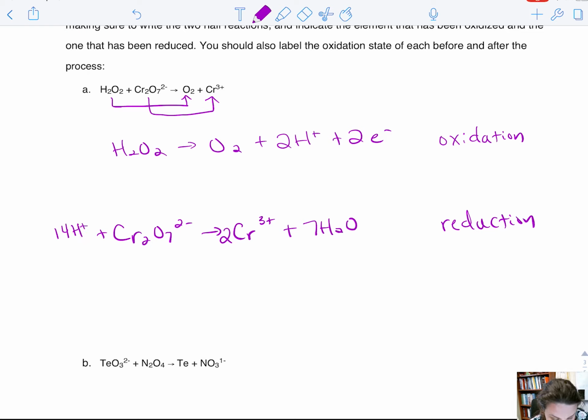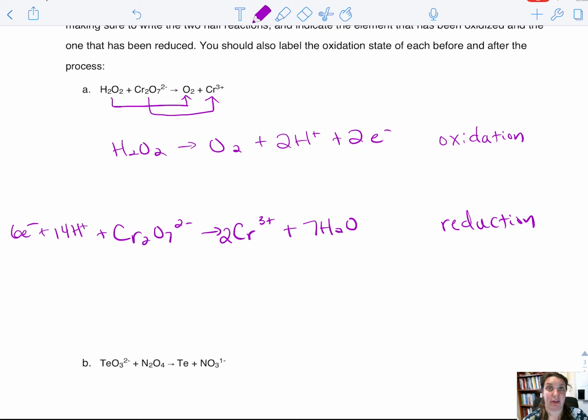And next we need to balance our charge. On the left side of our equation, we have a total charge of plus 12, the 14 pluses from the hydrogen, and then the 2 minus from the chromium oxygen species. So we have plus 12. And then on our right side we have plus 6 because we have 2 plus 3 chromiums. So we have an excess of 6 plus charge on our left side versus our right side, so we're going to add 6 electrons. That'll balance us out to have plus 6 on both sides.